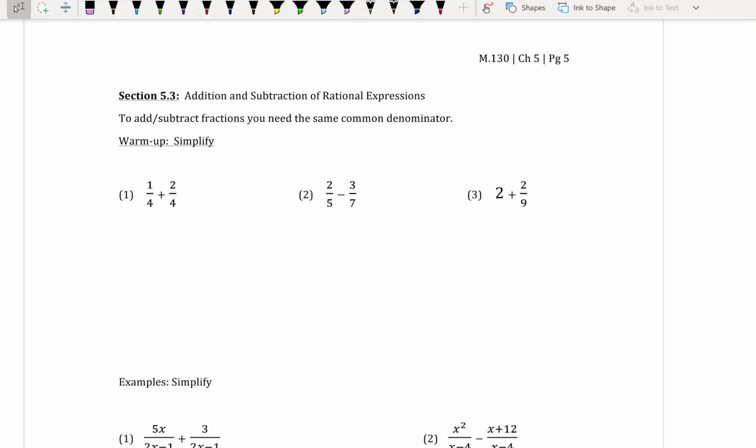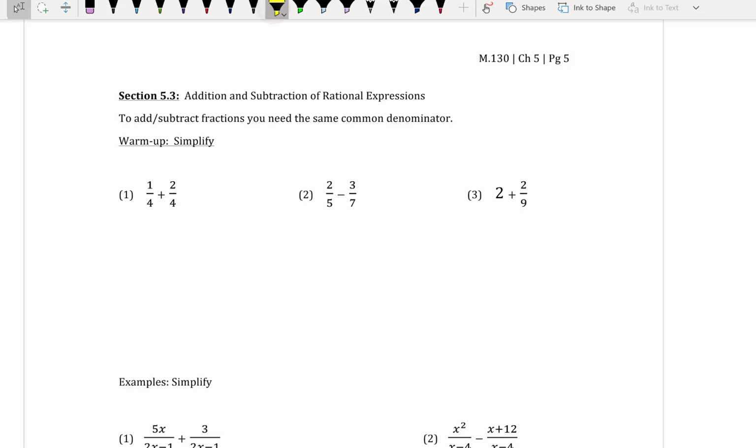Hello, Math 130 students. We are going to pick up on page 5, section 5.3. Now we will be adding and subtracting rational expressions. So remember that whenever you add or subtract fractions, you need the same common denominator. For these warm-up problems, yes, you can do them on your calculator, but I want to go through the mechanics to remind you how we add and subtract fractions, okay? Making sure that we have the same denominator.